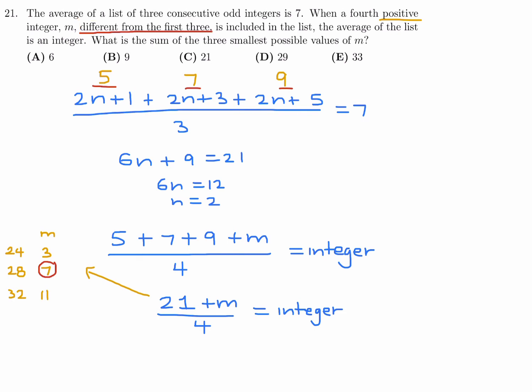Okay, let's keep going. The next one would be 36. If the numerator is 36, then that means m is 15. Let's check. 3, 11, and 15, are they different than those 3? Indeed they are. So those 3 are the ones that I have to add up. 3 plus 11 plus 15. And those 3 add up to 29. So number 21, the correct answer is D.